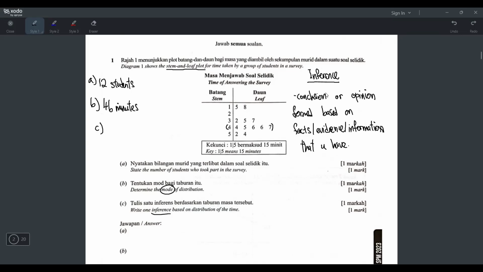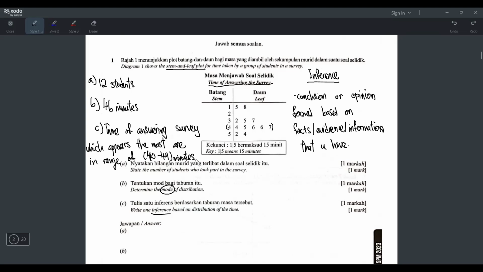So we can mention that for our inference. Okay. So since this one is about time of answering survey, so I'll just write: time of answering survey which appears the most are in the range of 40 to 49 minutes. Okay.